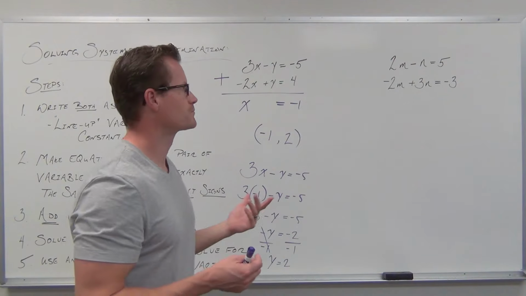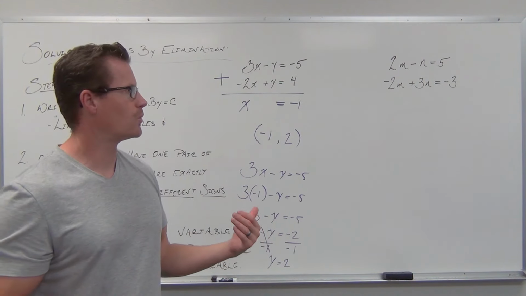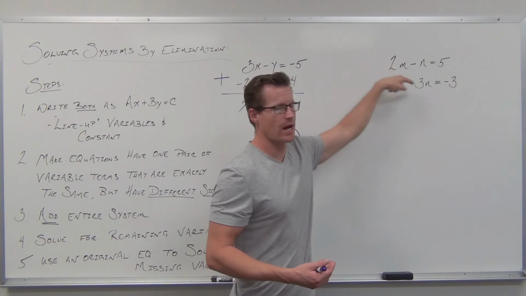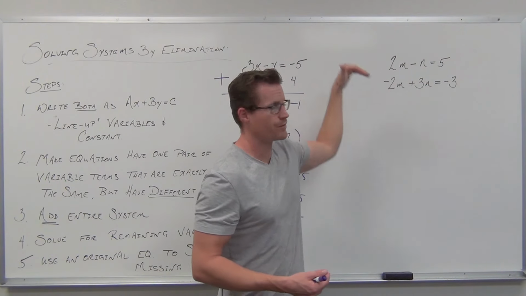Now, could you do substitution method? Sure, but why would you? Because you'd probably solve for n, you'd have to subtract 2m or add n and subtract 5 or divide by a negative.